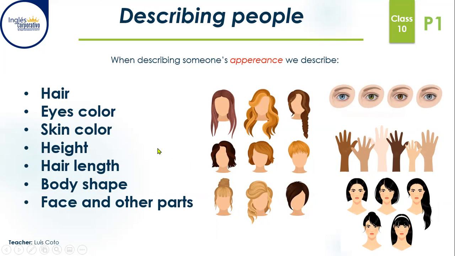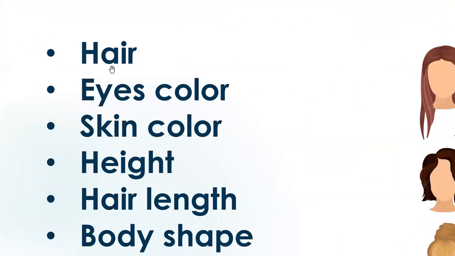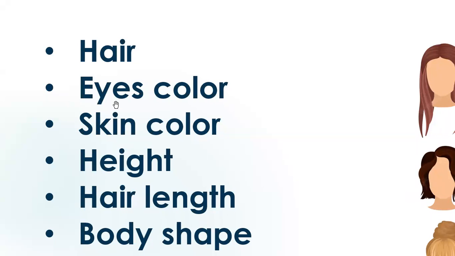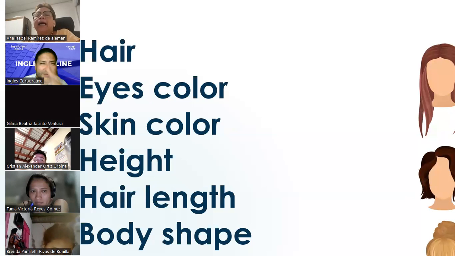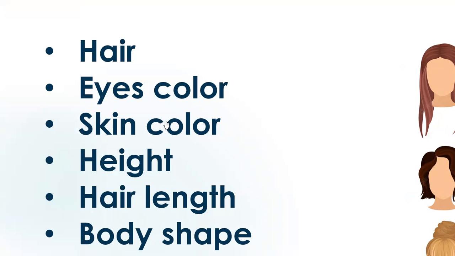Let's see. What can you use to describe appearance? ¿Qué usamos para describe appearance on people? We use appearance about hair. Hair. About? Eyes color. Let me see your eyes color. Let me see. Open them. Abran los eyes color. What color? Green? Verdes? Gray? Grises? We don't know. Brown. Okay, brown eyes color. Pretty good. What else do we describe? ¿Qué más describimos about people appearance?